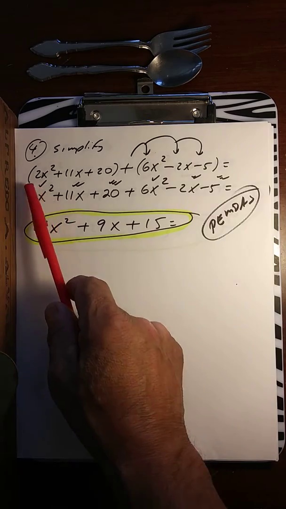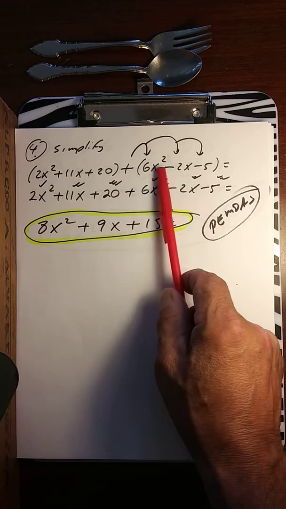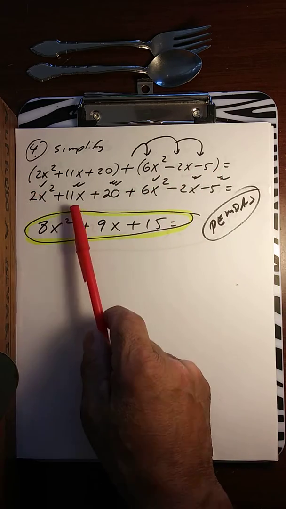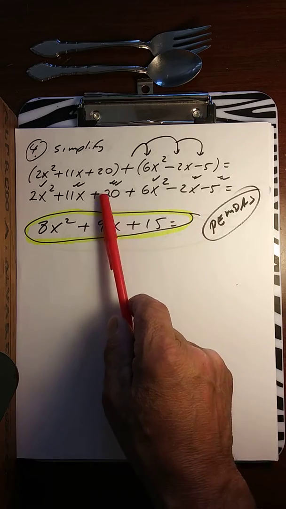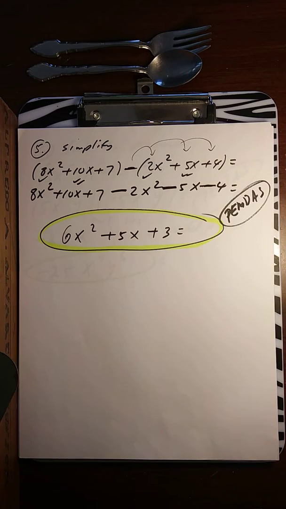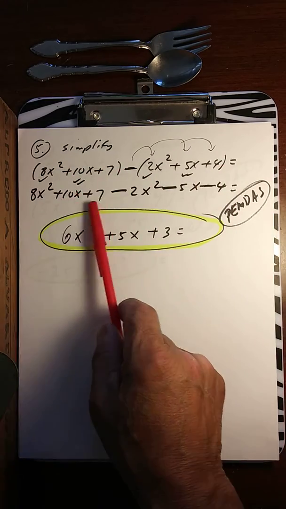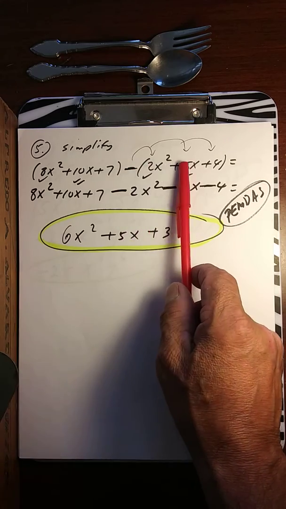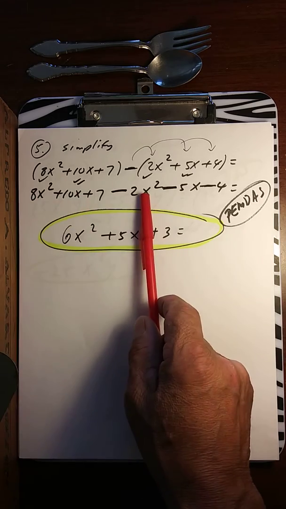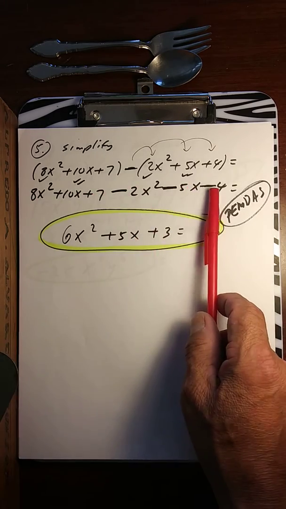Simplify this. Add this polynomial and this polynomial. Alright, copy it. And there's a plus, it's not going to change anything. Write it down. So we have 2x squared, and that is going to 8x squared, 11, and that is 9x, 20, and that is 15. 8x squared plus 10x plus 7 minus all this. So this one stays the same, but the negative changes this, negative changes that one, negative changes that one. So these are all going to be negative. So 8x squared minus 2x squared is 6x squared. 10x minus 5x is 5x. 7 minus 4 is 3.